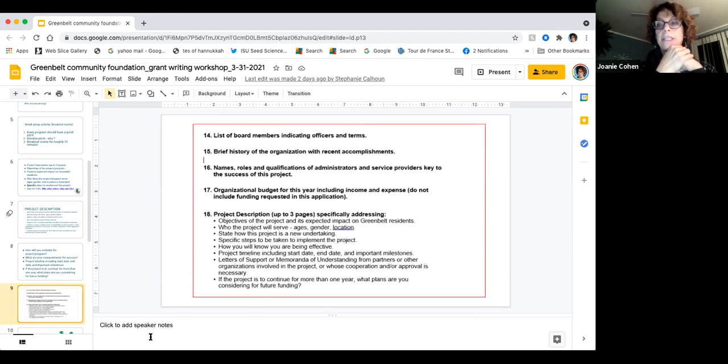There's an organizational budget that you need to submit. It has to have income and expense. I don't know, Carol, do you want to talk more to that? Because there's the organizational budget and then there's the project budget, and that oftentimes messes folks up.